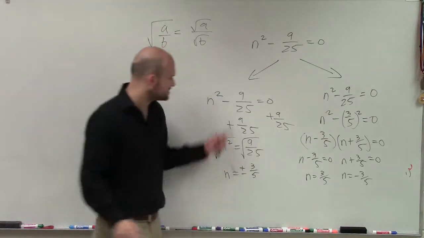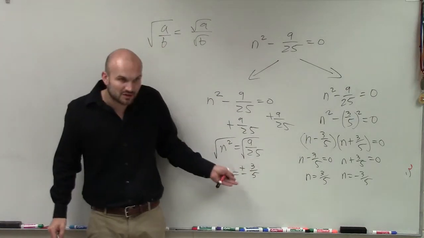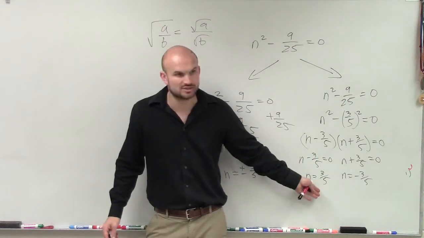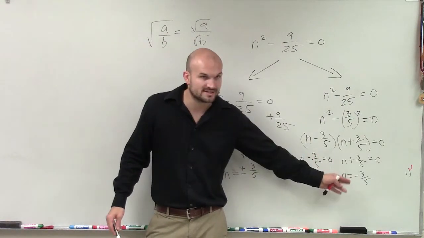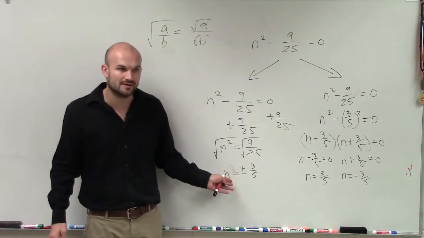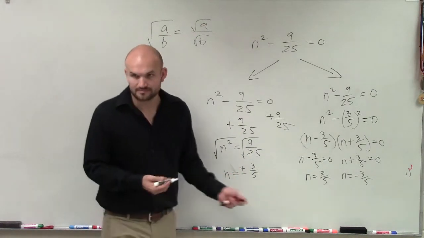Now, for those of you that solved it this way, do you see why we have to include the positive and the negative? You can see that doing it with the zero product property, which is just a different method, produces a positive and a negative. So you have to make sure, guys, it's not just the positive value. All right? Does that make sense?